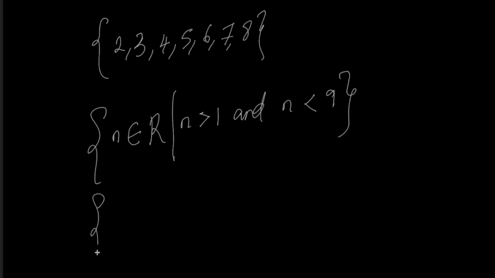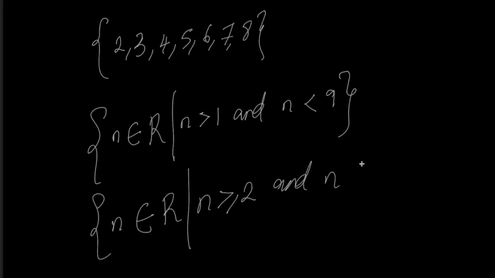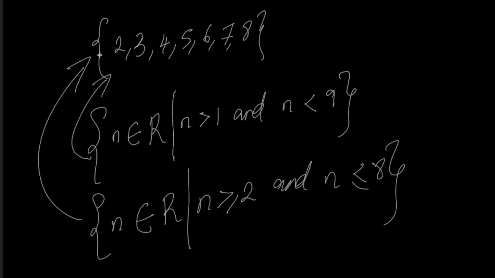You can even do it like this. N is an element of real numbers such that N is greater than or equal to 2 and N is less than or equal to 8. As long as you look at this, you can still build this back, you are okay. This can build this back, this can also build this back. This is the set notation of this set.